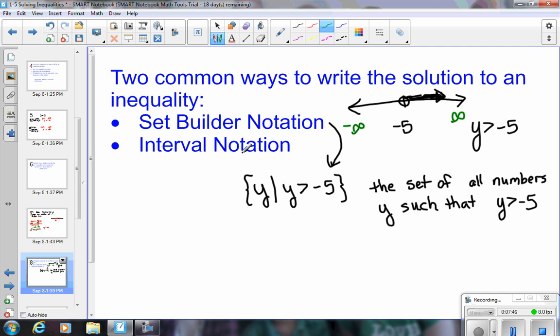So interval notation marks the starting spot and the ending spot, left to right. So we are starting at negative 5, but we're not including negative 5, and we signify that with a parenthesis. So that's the left side. And the right side goes to infinity because that's the direction our arrow went. So this goes on the right. And this is actually called interval notation.